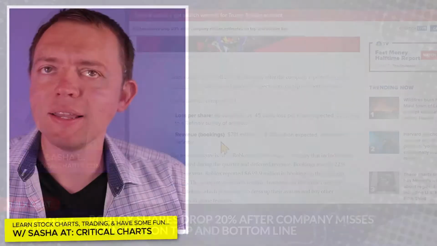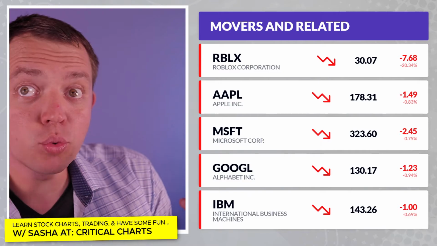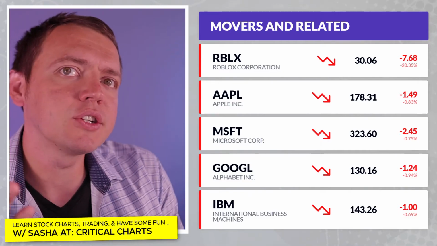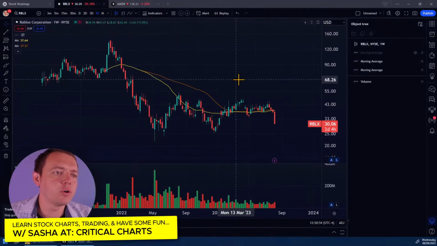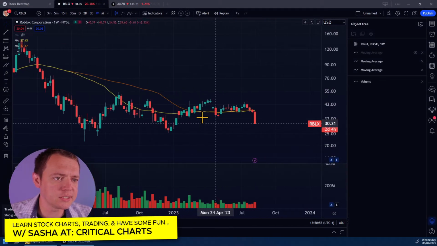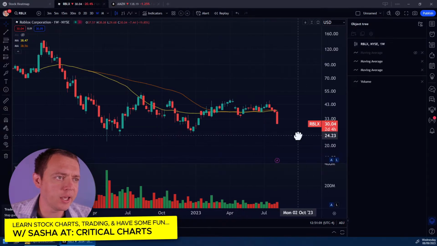Looking at a lot of the other companies and movers, you can see this one's down about $7 or 20%. Apple also down, Microsoft down, Google, IBM, they're all down a little bit. But here's the chart for Roblox. What you can see is the stock's been trending kind of sideways for a little while, and then just kind of crashed there quite a bit.